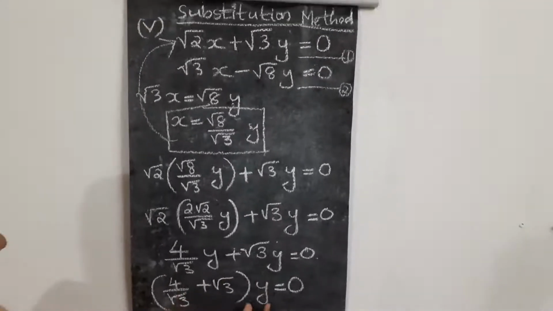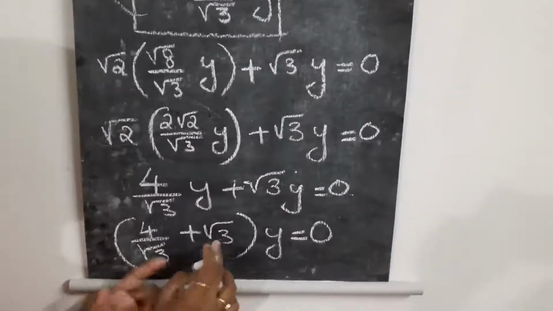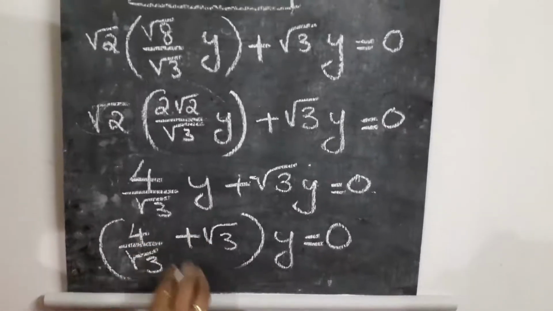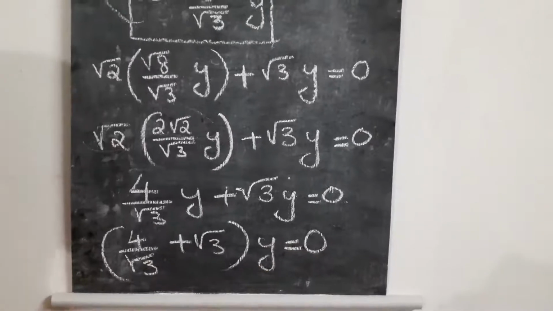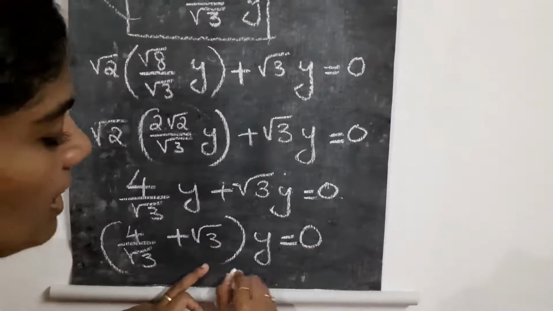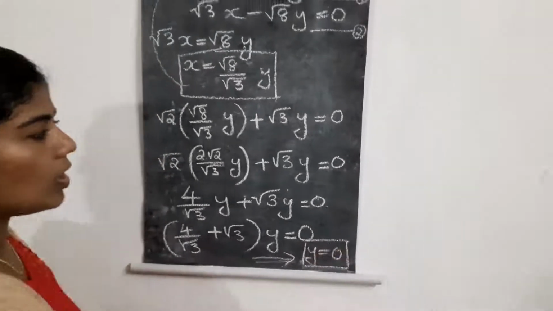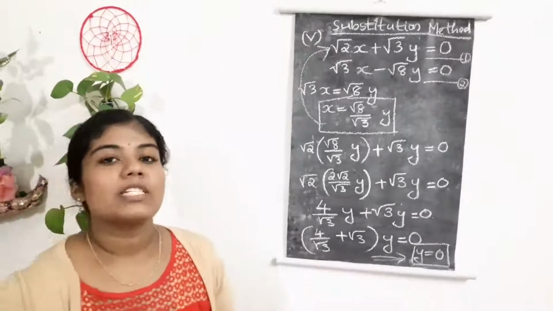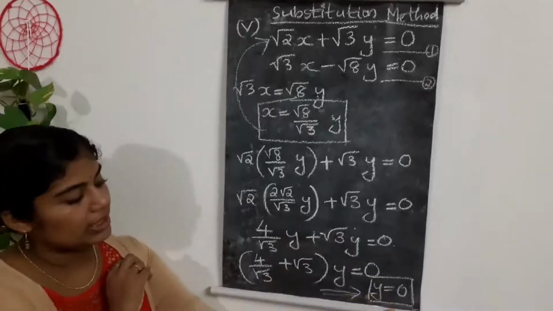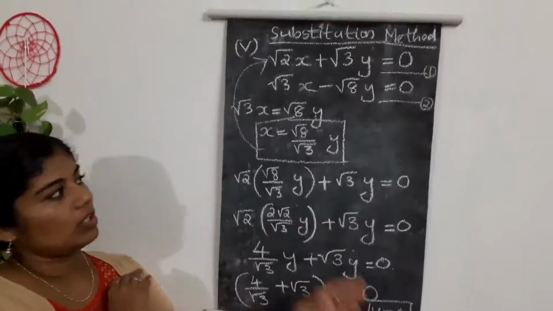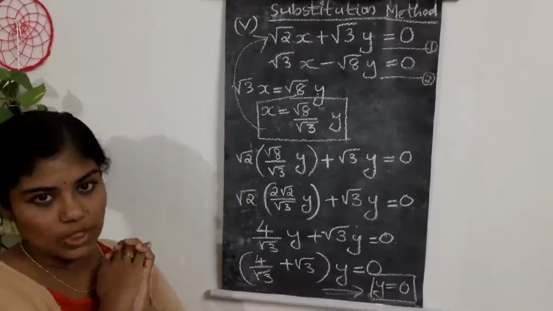And here the value of y is not 0, that is understood. 4 by root 3 plus root 3 is not 0, that we understood. When you multiply this value with y, it will be 0, which means y is 0. So our next step is, which implies y equal to 0. So you got what y is. From this, what we are going to do next is substitute y equal to 0 in our x equal to root 8 by root 3y.